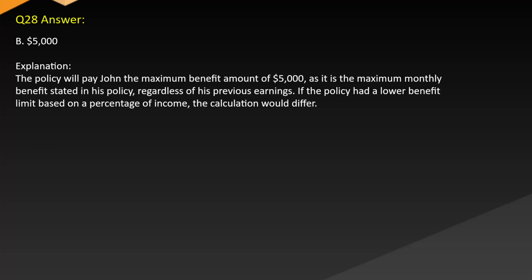Answer: B. $5,000. Explanation: the policy will pay John the maximum benefit amount of $5,000, as it is the maximum monthly benefit stated in his policy, regardless of his previous earnings. If the policy had a lower benefit limit based on a percentage of income, the calculation would differ.